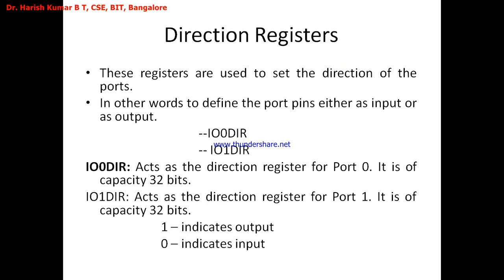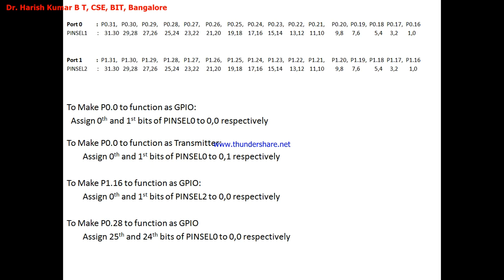Okay, now we have the direction register. In the previous slide you understood how to define the function of the port pin. Now the direction registers are used to set the direction of the ports. There are only two directions: the port pin can be an input pin or it can be an output pin. Using the PINSEL register, you make the port pin operate in the general purpose input output mode by defining the bits to 00. 00 will make the corresponding port pin operate in the general purpose input or output mode.